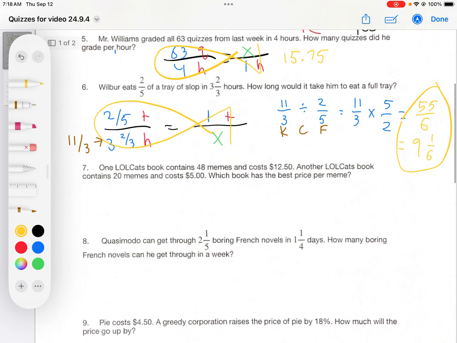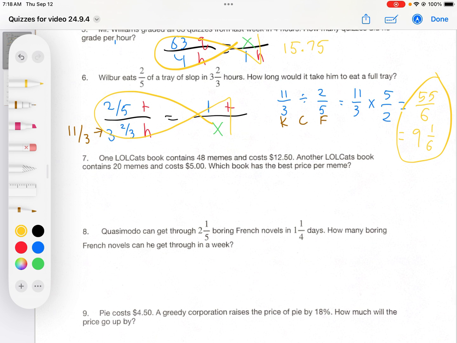Then on the back of the practice quiz, number 7: one Lolcats book contains 48 memes and costs $12.50. Another Lolcats book contains 20 memes and costs $5. Which book has the best price per meme? This is like a shopping comparison. What I need to do is look at these three words, price per meme, because this tells me the order in which I need to divide things.